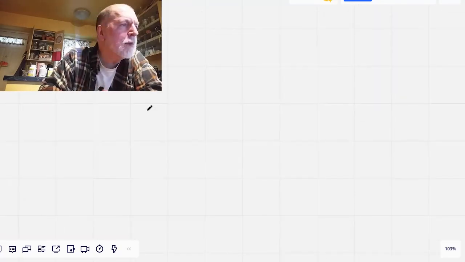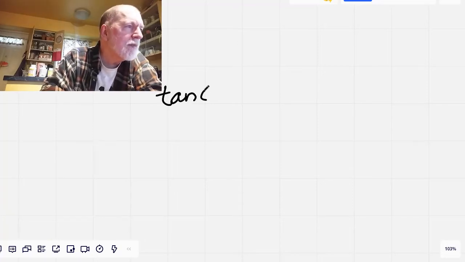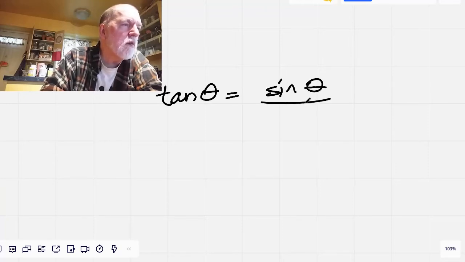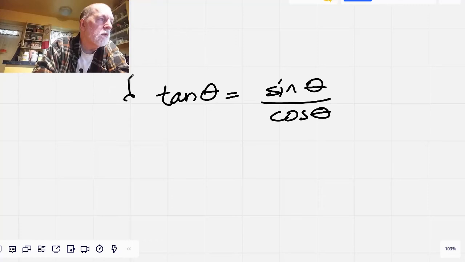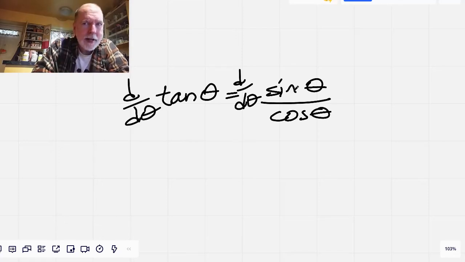I'm going to completely depart from Thompson in this next one. The tangent of theta equals the sine of theta over the cosine of theta. So taking the derivative of that with respect to theta, we just need to apply my favorite rule, the quotient rule.